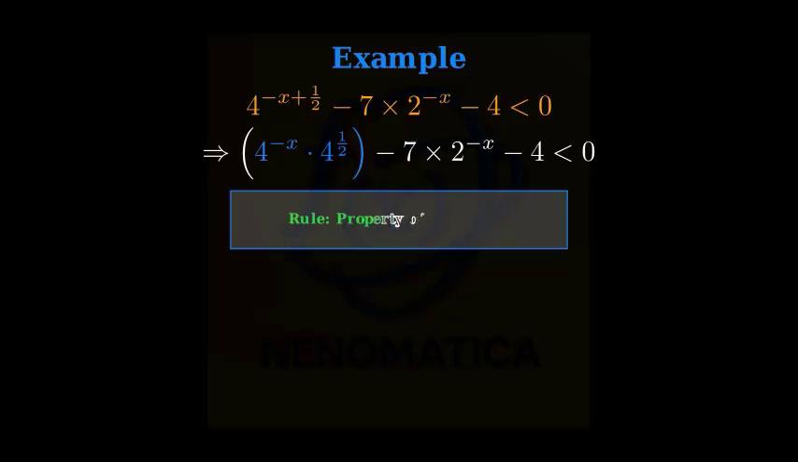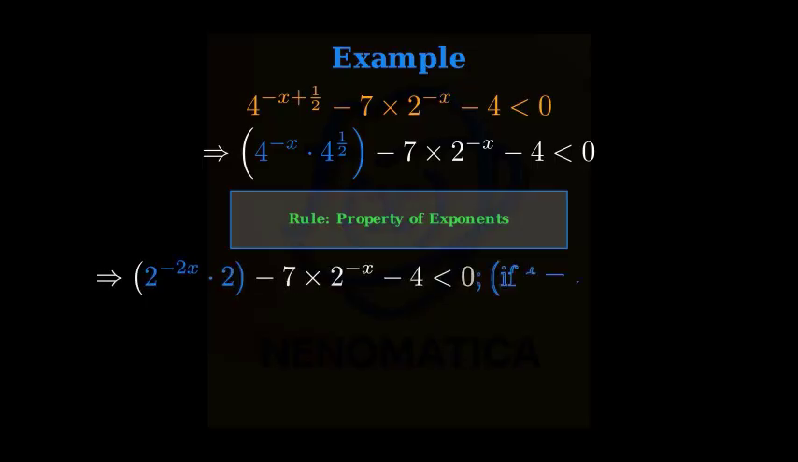We can use the property of exponents that says a to the power m times a to the power n equals a to the power m plus n. So 4 to the power negative x times 4 to the power 1/2 equals 4 to the power of negative x plus 1/2.